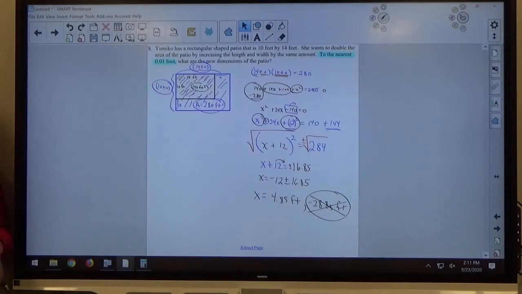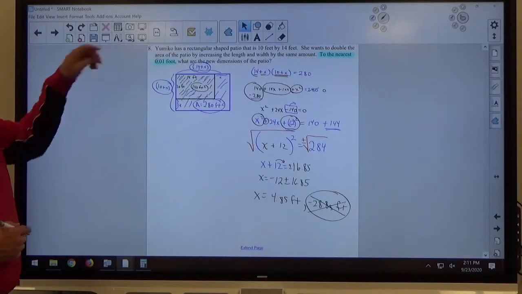Sometimes that happens when you do a word problem. You get answers that, in the context of the word problem, don't make sense. With quadratics, you usually get two answers. Sometimes you get two positive answers. Quite often you get one positive, one negative. If we're trying to build a deck, we're not going to get a negative answer.